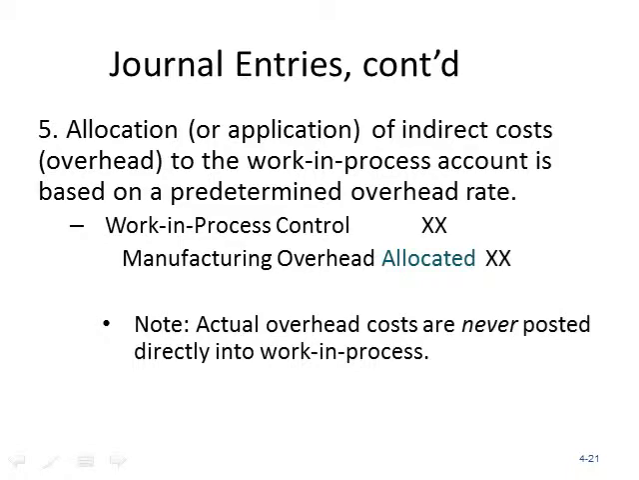Journal entry number 5 is recording the allocation of manufacturing overhead to jobs. Remember, these are not actual overhead costs, but represent the allocation. The allocation is calculated by taking the predetermined overhead rate that we calculated earlier, based on budgeted overhead cost and budgeted activity level, and applying that to the actual activity for the job.